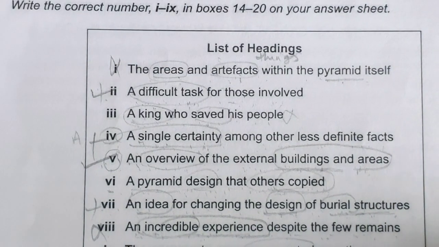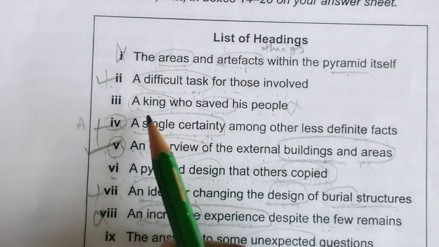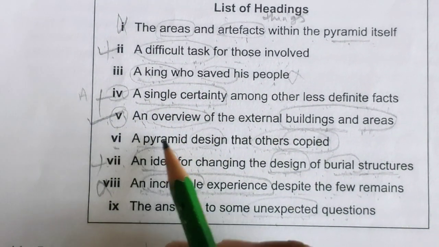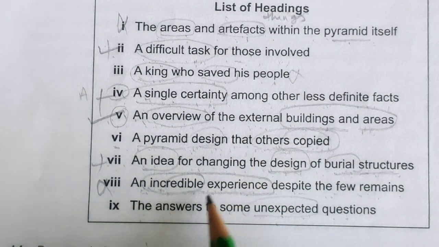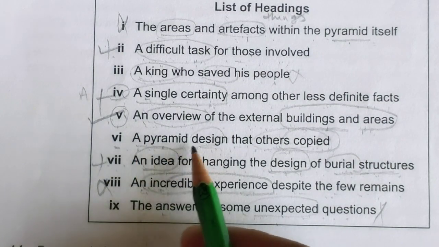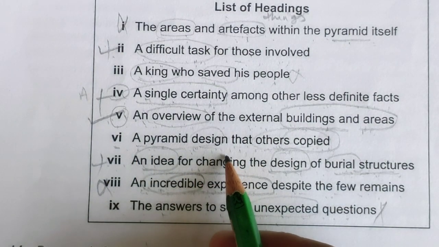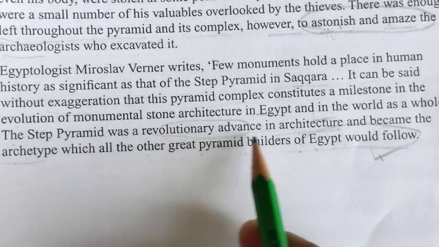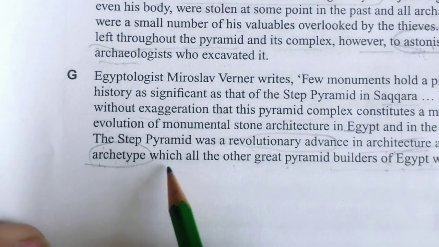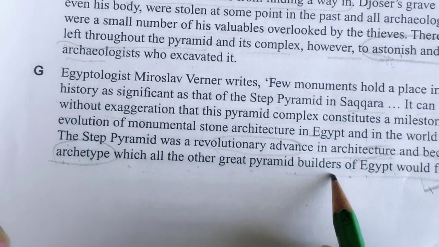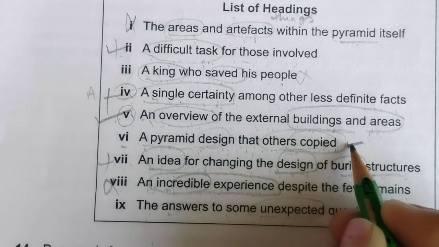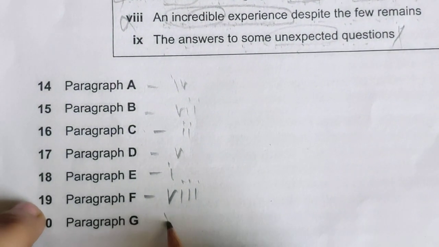copy. Okay, so here they are not talking about king who saved his people. No, this we have done, that others copy. Yes, the answer to some unexpected question. No, they are not talking like that. Then we can just do it, because they are saying it was a revolutionary advance in architecture and became the archetype which all other great pyramid builders of Egypt would follow. So we can just copy it here. Yes, 6th number for this thing.